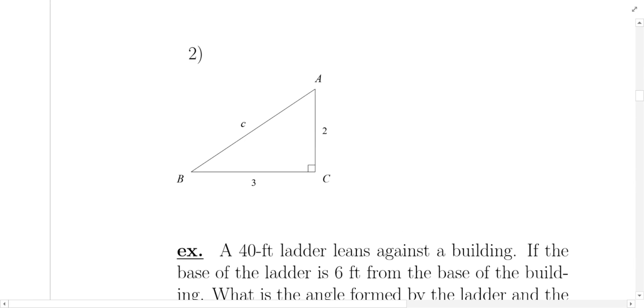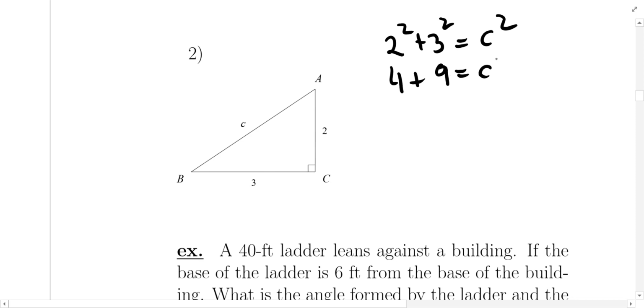What about for this one? I know that this angle is 90. I don't know either of these angles. I know the opposite and the adjacent, or the legs. So I can find the hypotenuse using the Pythagorean theorem. I must have that this side squared plus this side squared equals this side squared. So 2 squared plus 3 squared equals C squared. This will give us 4 plus 9 equals C squared. So C must be square root of 13.